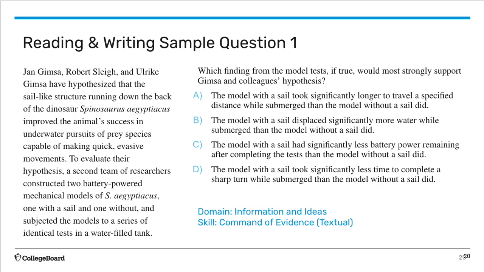Choice A is a distractor explanation, so it's incorrect because it would essentially contradict the hypothesis by suggesting that a dinosaur moving underwater with a sail-like structure would move more slowly than a dinosaur moving underwater without the structure. Choice B is incorrect because there is no clear passage-based relationship between the amount of water displaced and the hypothesis. Choice C is incorrect because there's no clear passage-based relationship between the amount of battery power used and the hypothesis.